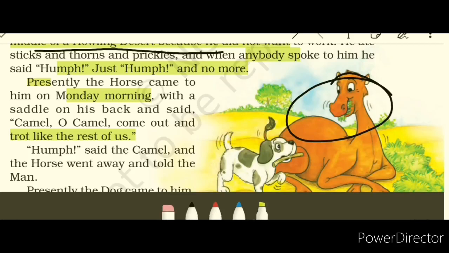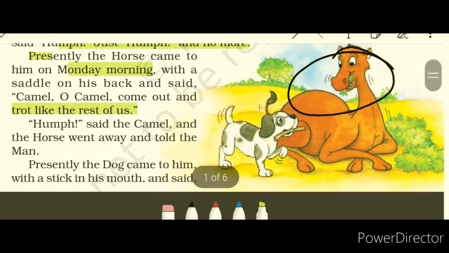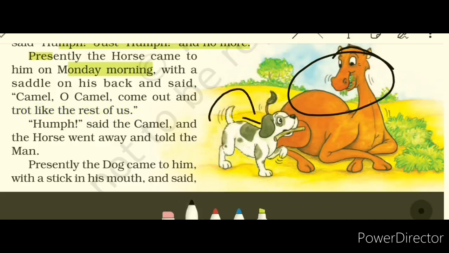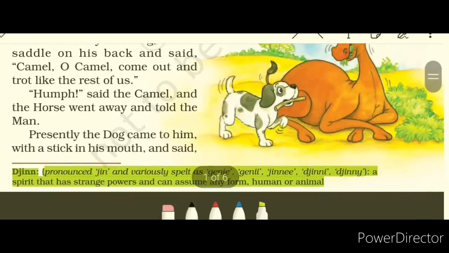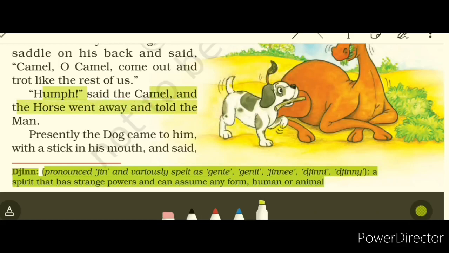So on a fine Monday morning, what happens? The horse, who has a saddle on his back, a thing used for carrying and lifting things, approaches the camel and says, why don't you come and join us for a walk, and then get on with your work? This is what the horse asked the camel to do. Now, how would the camel reply? What would be his reaction? Let's find out. Humph, said the camel. It simply said humph. And the horse went away and told the man.